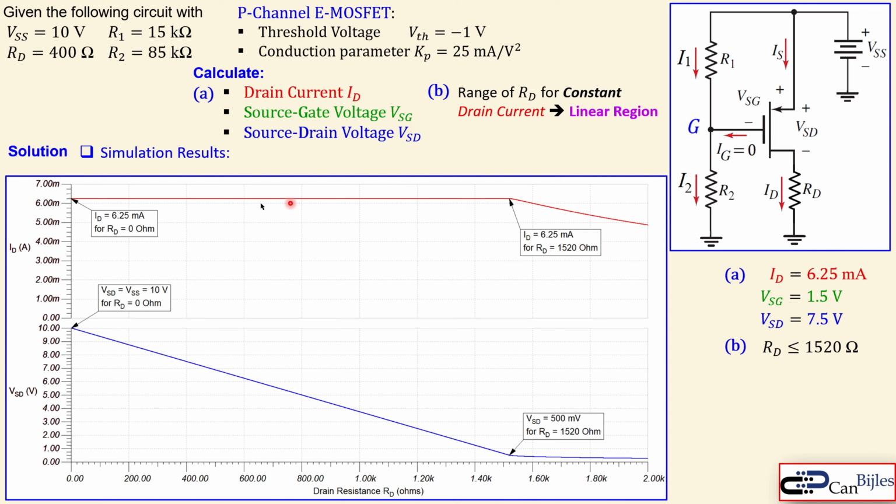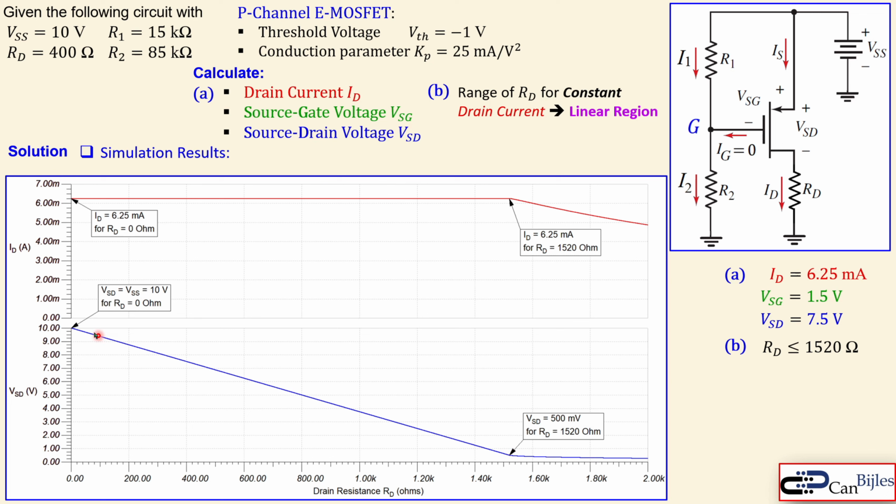It will not be a constant drain current anymore. You also see the source to drain voltage is exactly VSS for 0 drain resistance, because then we have VSD equal to VSS. That's also shown here, but then it will decrease linearly going down and reach the value of 500 millivolts for the resistor value you have calculated for the drain resistor, which is 1520 ohms. But then it will change for other values. If I go, for example, to 1.6K, it will not keep decreasing in a linear fashion.